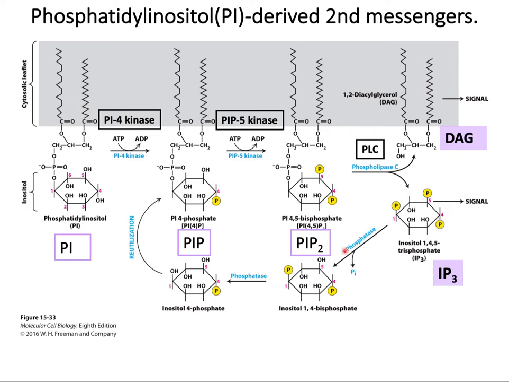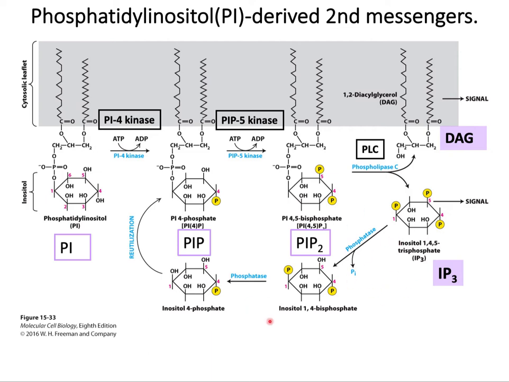Now, what's the origin of the PIP2? We have to go back several steps. PIP2 is made from phosphatidylinositol or PI through the action of PI4 kinase, resulting in PI4 phosphate or PIP. Then the PIP can be phosphorylated by the PIP5 kinase to result in PIP2. And then for our discussion in signaling, PIP2 can be cleaved by phospholipase C to form diacylglycerol, which is also known as DAG, and IP3.